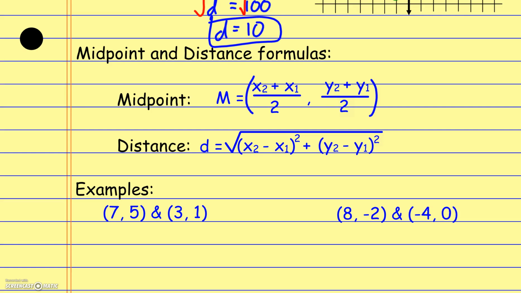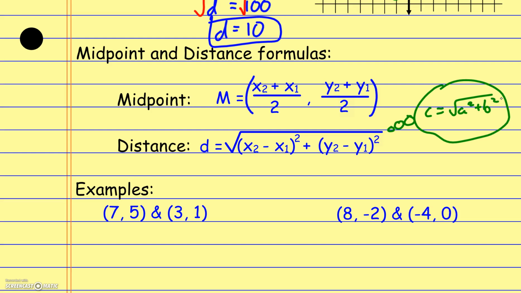The distance formula is not as obvious, but it comes from solving the Pythagorean theorem. If I have c squared equals a squared plus b squared, and I take the square root of each side, I find that c equals the square root of a squared plus b squared. Except in this case, a and b are the lengths of the sides.